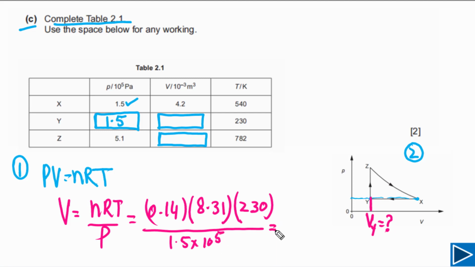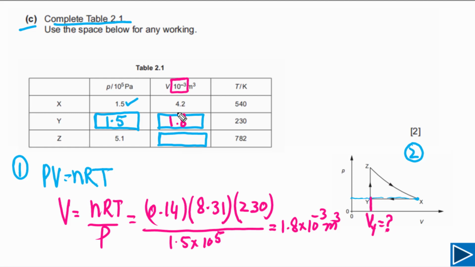Now if we solve this one, our final answer will be 1.8 times 10 to negative 3 cubic meters, and that is the answer for V. So simply we will write down V is equal to 1.8 times 10 to negative 3 cubic meters, because 10 to negative 3 is written here. So you no need to write down here.